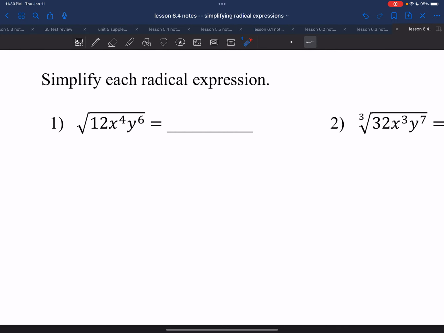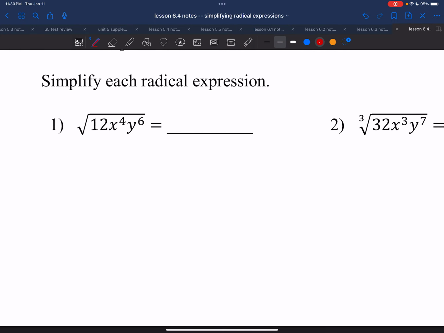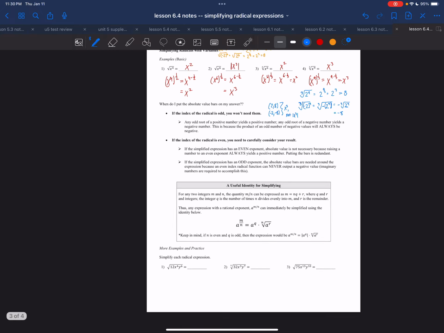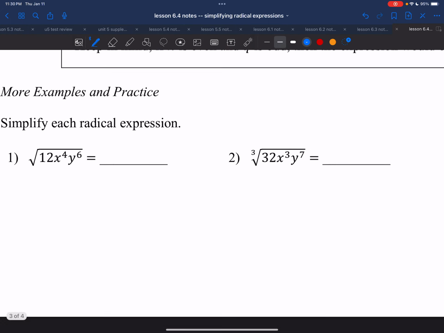Okay, so here's some examples. I think we're going to switch to blue now, right? Yeah, sure, why not? Let's do blue.